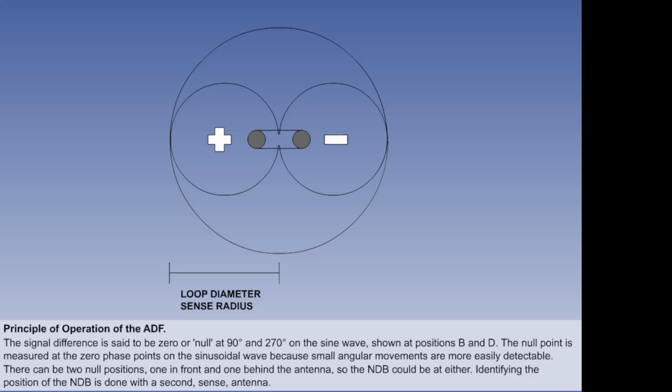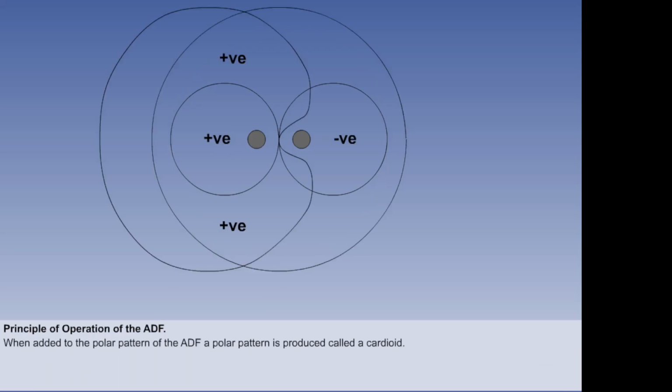Consequently, the radius of the polar diagram of this single pole antenna is equal to the diameter of each of the loop antenna circles. It is arranged for the field from the sense antenna to be in phase with one of the elements of the loop antenna. Here, we see it is in phase with the left-hand element. The resultant polar diagram of signal strength is known as a cardioid, which means that it is heart-shaped.